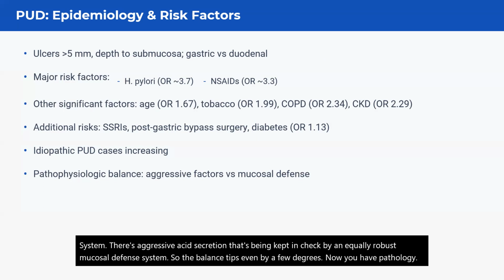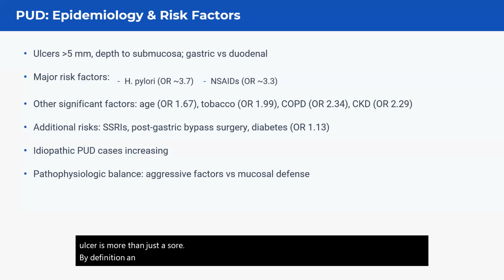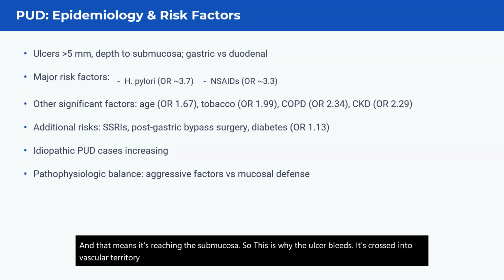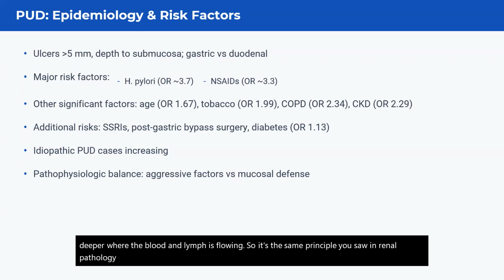So let's pay attention here to defining some of these lesions. An ulcer is more than just sore. By definition, an ulcer is greater than 5 millimeters deep, and that means it's reaching the submucosa. So this is why the ulcer bleeds. It's crossed into vascular territory. Smaller erosions will stop at the level of the mucosa, but the ulcer will cut deeper where the blood and lymph is flowing. It's the same principle you saw in renal pathology. Once you violate that basement membrane, then you get protein and blood starting to flow.